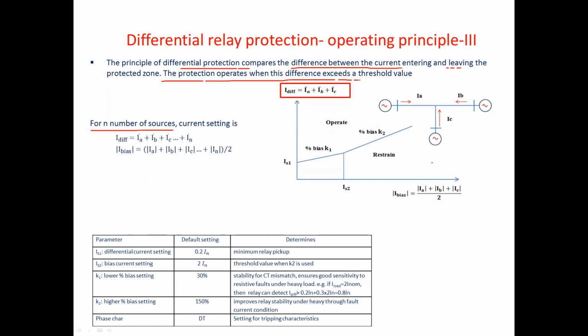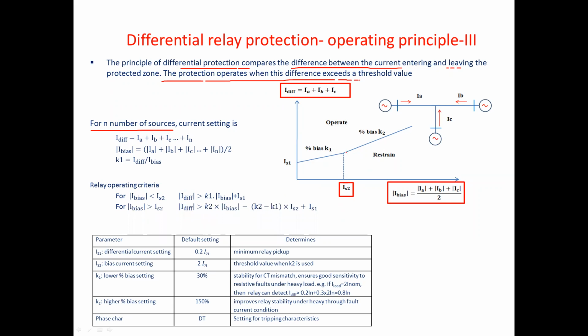And then the bias current is IA plus IB plus IC divided by 2. K1 is the first slope, that is, differential current divided by bias current. The relay operating criterion is, for example, for bias current less than IS2, I differential has to be greater than K1 times I bias plus IS1. And then the second slope is for above this point. That means this is the equation.